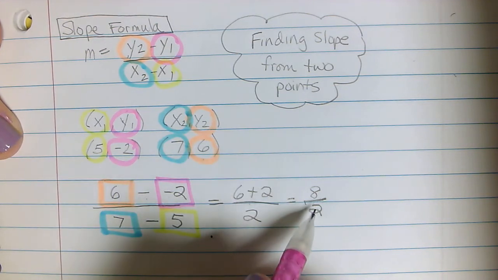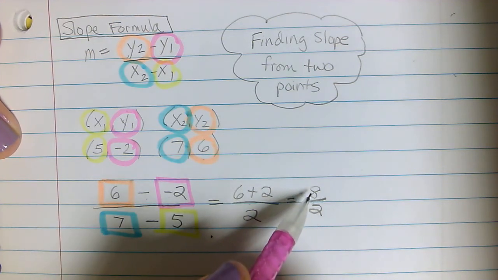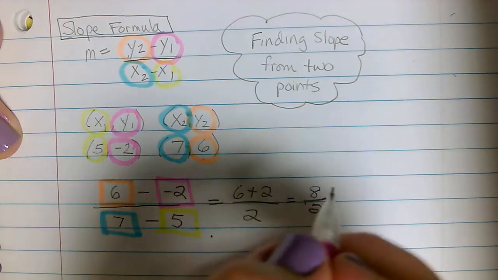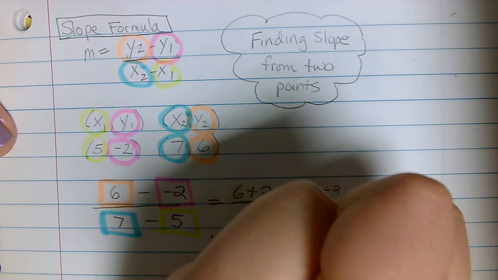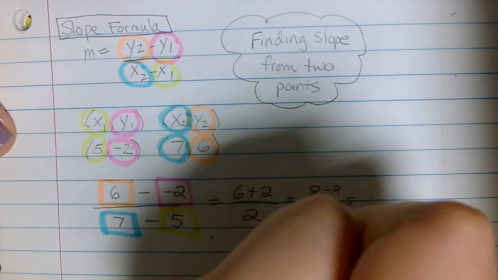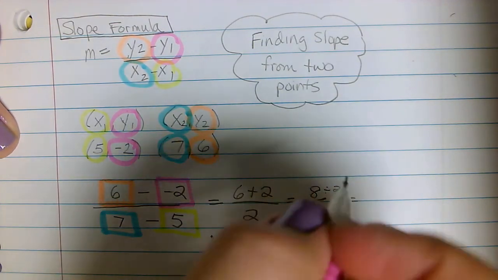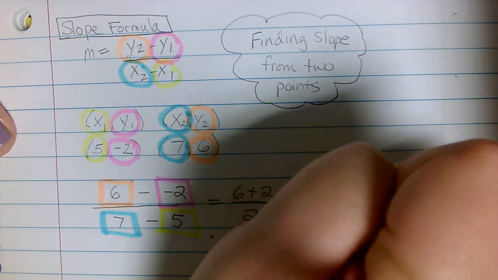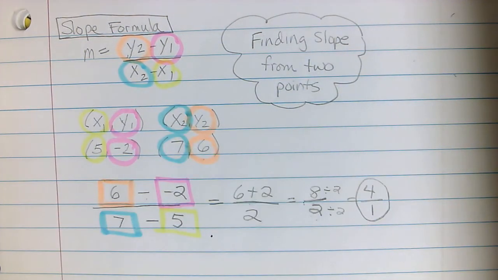But I can still reduce this more, or simplify it, whichever terminology you like and prefer. I know there's a number that goes into 8 that also goes into 2. I can divide them both by 2 because they're both even numbers. And when I do that, I'm reducing this fraction into its simplest form. So 8 divided by 2 is 4. 2 divided by 2 is 1. So my slope is really 4 over 1.